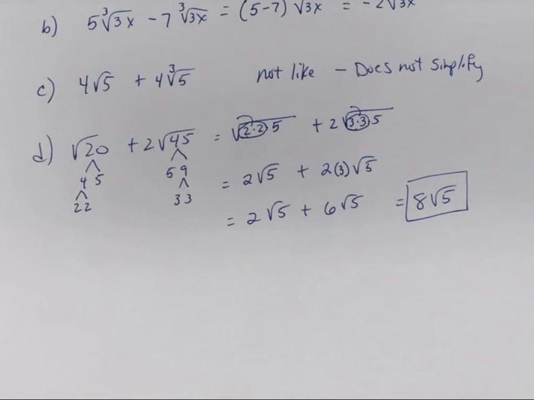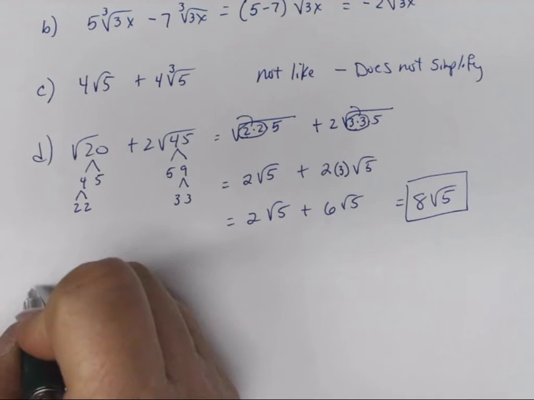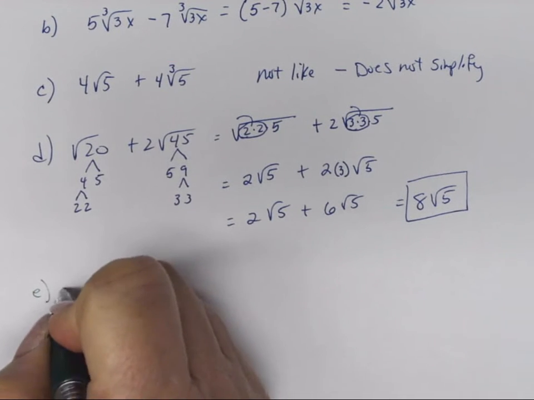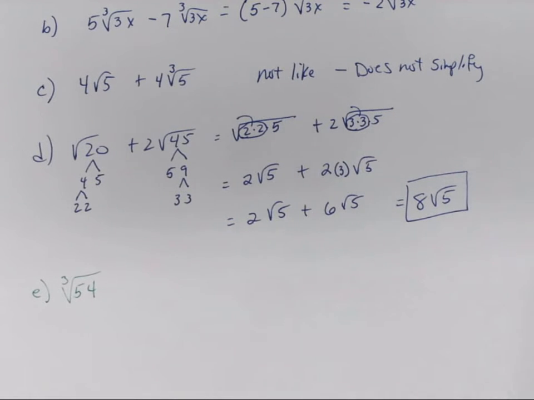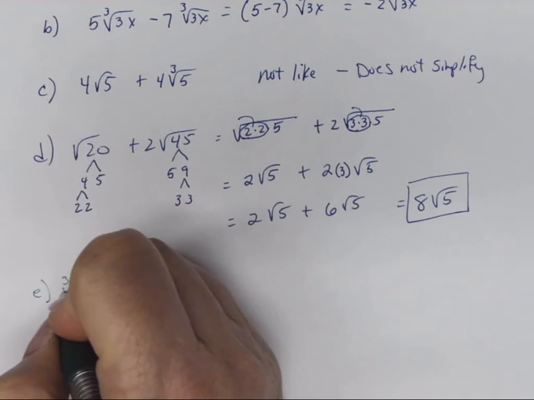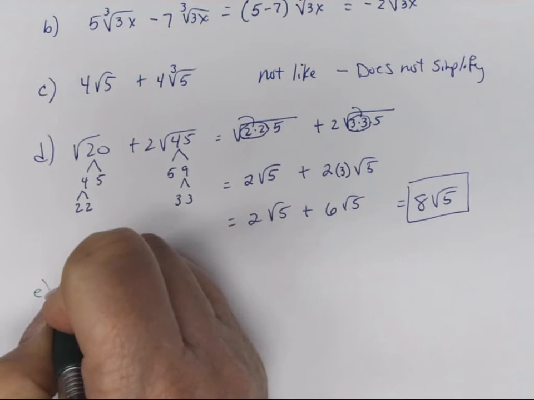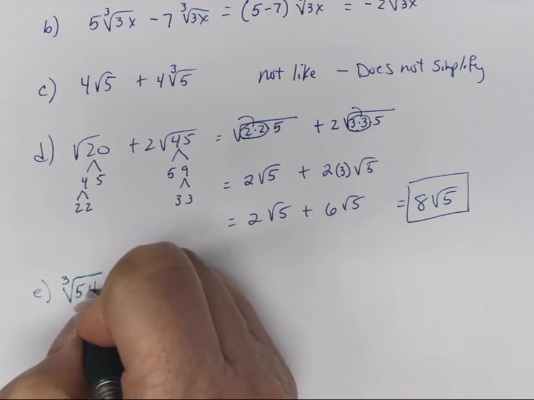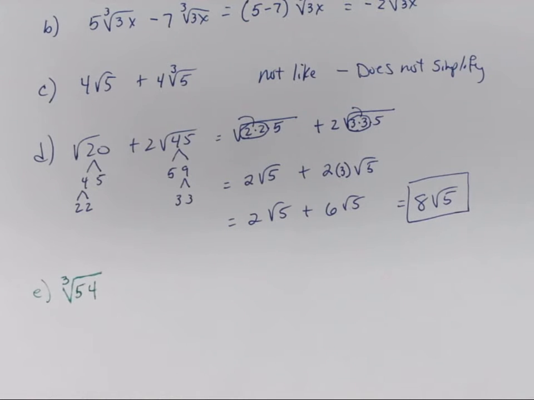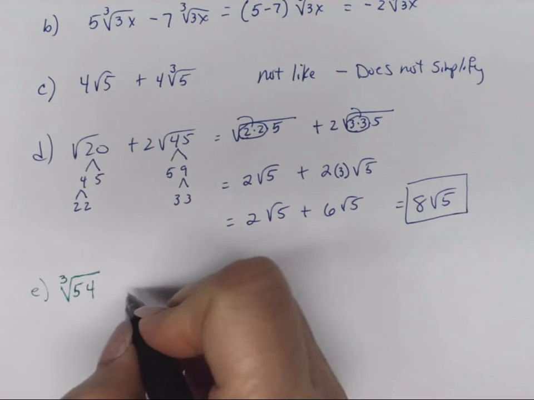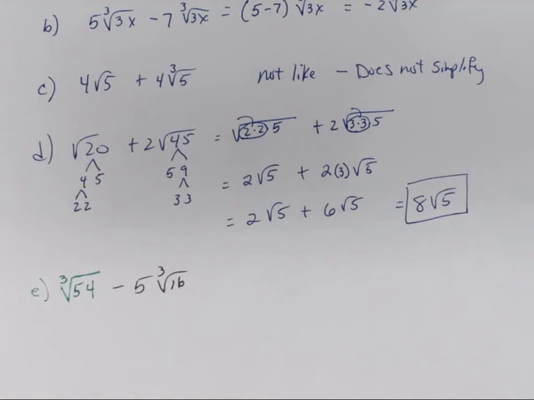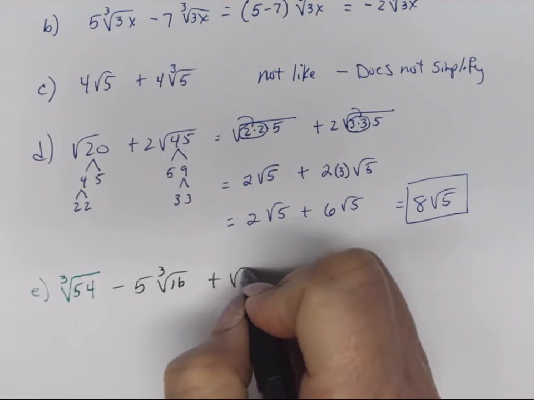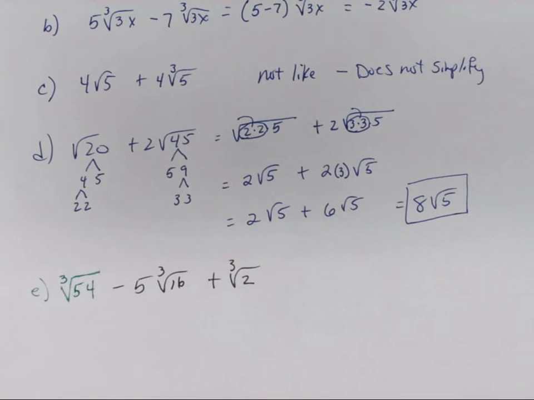All right, let's look at another one. So for part E, we have the cubed root of 54 minus 5 cubed roots of 16 plus the cubed root of 2.